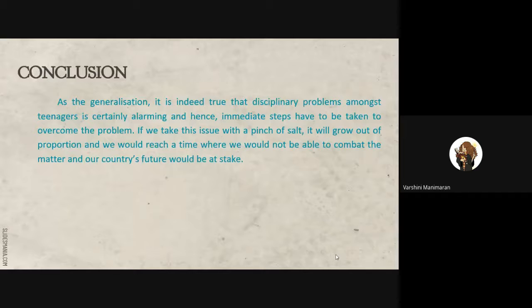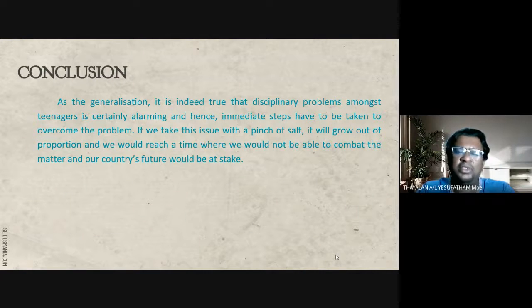As a generalization, it is indeed true that the disciplinary problems among teenagers is certainly alarming and hence, immediate steps have to be taken to overcome the problem. If we take this issue with a pinch of salt, it will go out of proportion and we could reach a time where we would not able to combat the matter and our country's future would be at stake. Okay, that's obviously one mistake. A very similar mistake to the first one, to the introduction.